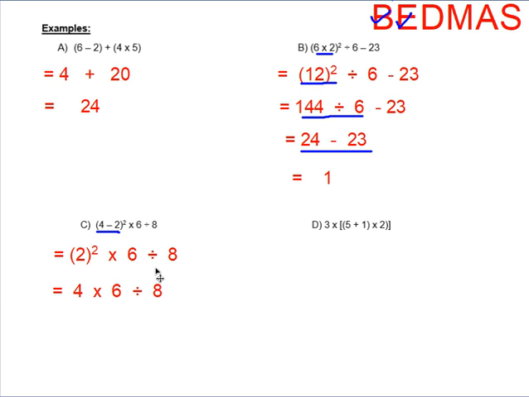2 squared in my calculator says 4. Okay, so 2 squared turns into 4. And then the times 6 we haven't touched. The divided by 8 we haven't really done anything with yet.